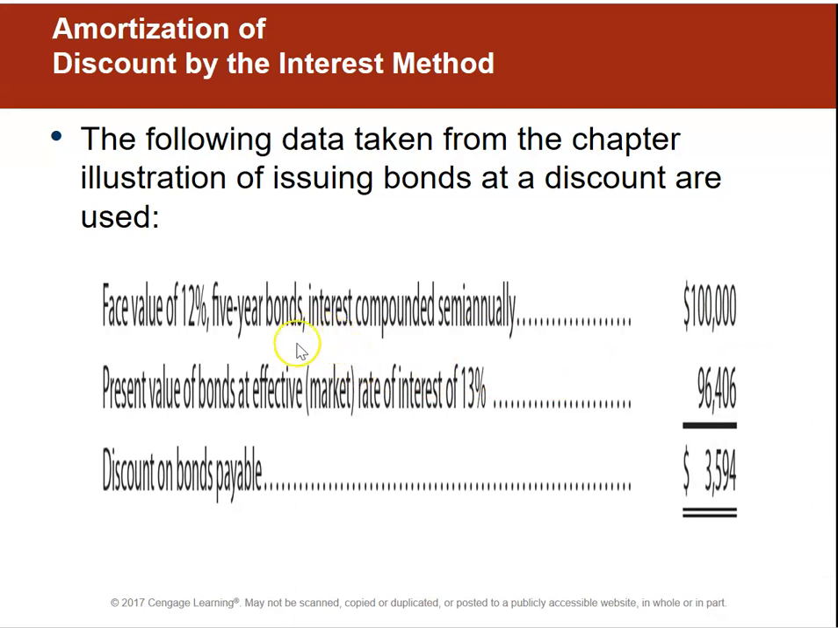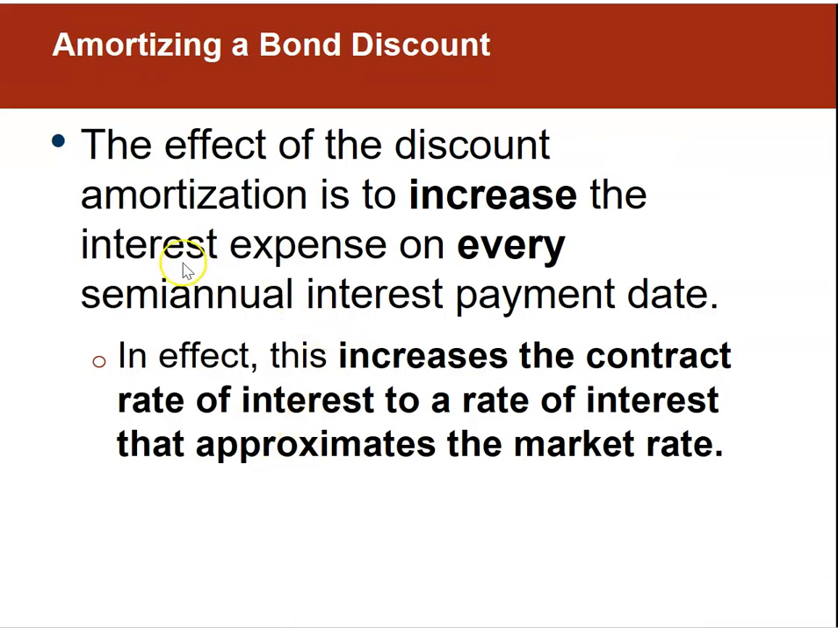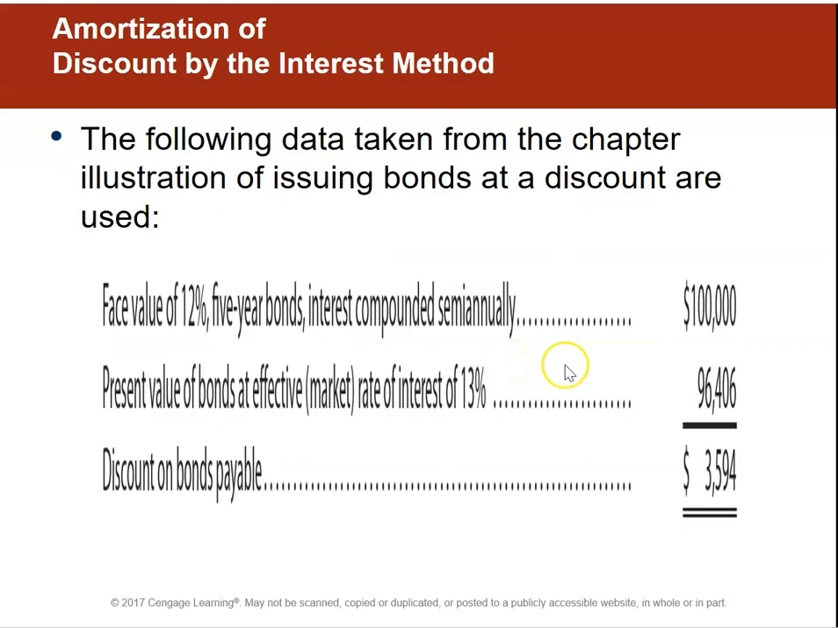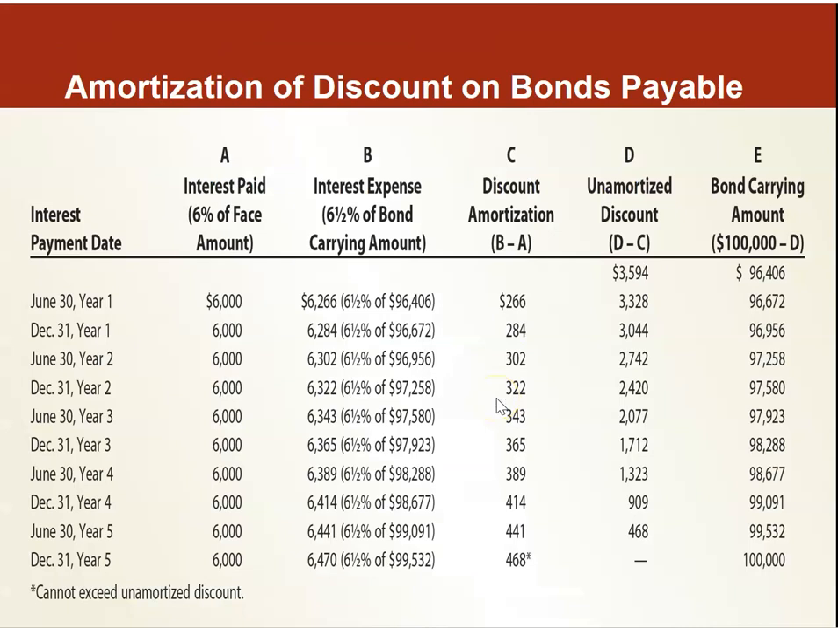So that's what, when we were on the previous slide, it says the effect is to increase interest expense on every semi-annual interest payment. So about 6.23% interest because we issued the note at a discount. And we just saw the math on that. Okay, so what we have before us right now is an amortization schedule. And these are fairly complicated if we've not looked at them before.